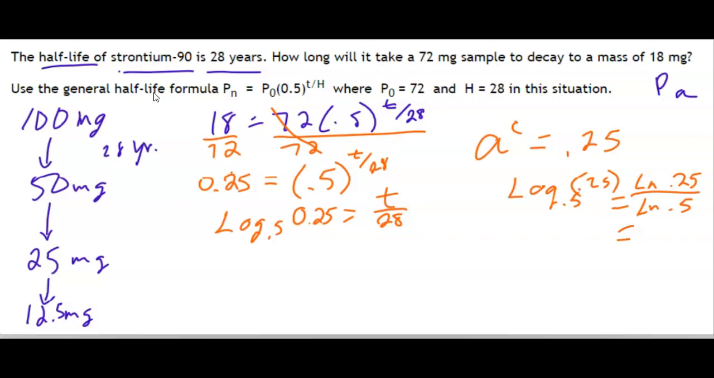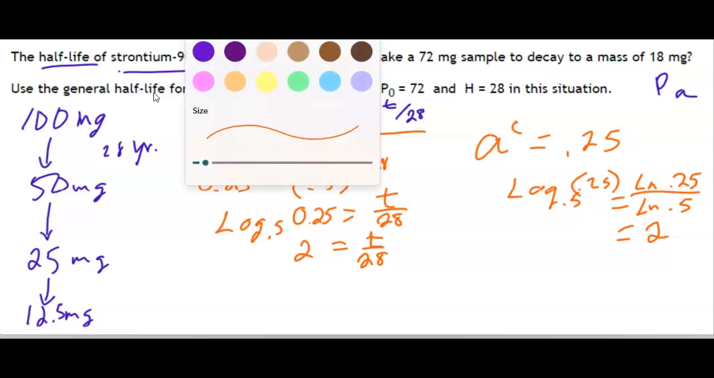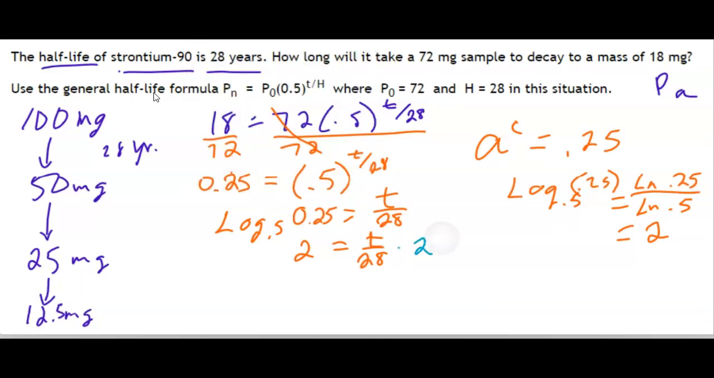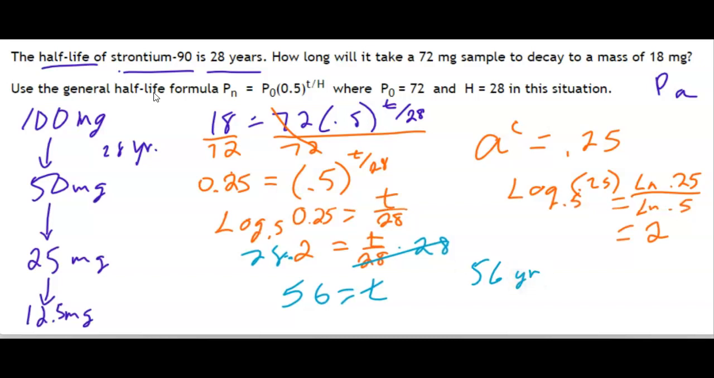Take a minute, do that on your calculator. You should be getting the number 2. Basically, 0.5 to what power would give you 0.25, and that would be 2. 0.5 squared is 0.25. So that's T over 28. And now to solve for T, of course, we're going to multiply both sides by 28. We'll say that was 2 half-lives, which is 56 years. So it would be 56 years to decay into 18 milligrams.